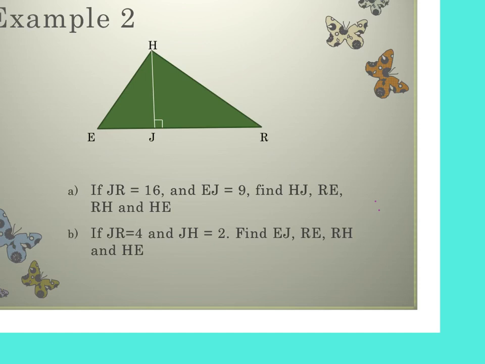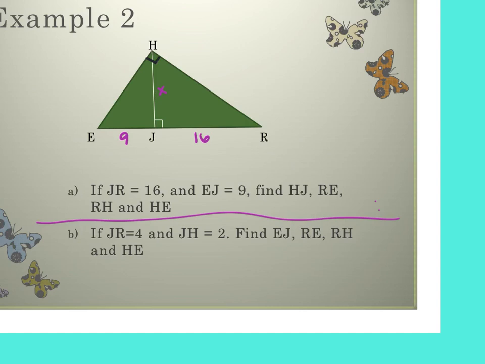All right, anyways, let's label it. So for A, I'm going to separate this out. For A, it says JR is 16, EJ is 9, and it wants you to start by finding HJ. Again, this should have a right angle on the top. If you're doing this on a test, the big thing is that it will be a right triangle. Otherwise, you can't do any of the stuff we're about to do.